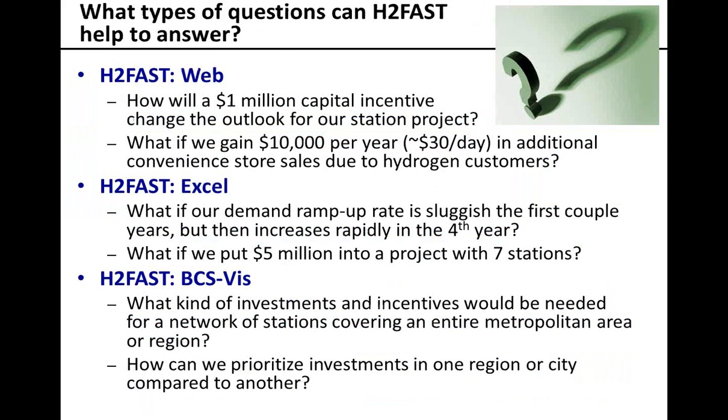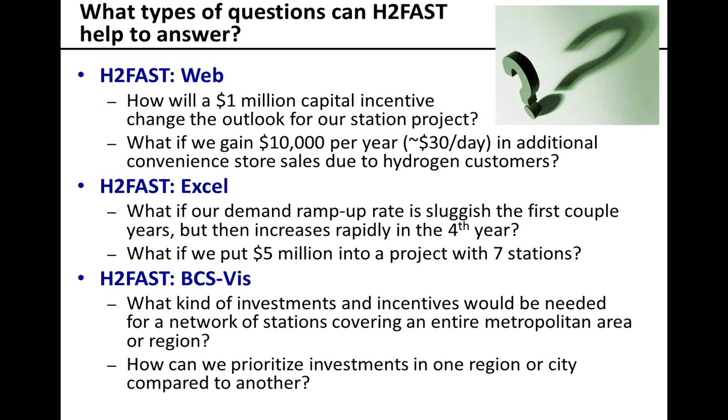So here are some examples of different questions that can be addressed by each of these different versions of H2 FAST. For the web-based tool, you might have a hydrogen station project and you're interested in how a capital incentive would change the financing. So if there's a $1 million capital incentive, you can quickly see how that influences the financing for your station project. Similarly, if you have some additional revenue from retail business or some other part of the business that you're going to allocate to the hydrogen station, say $10,000 per year, you can add that and see how that influences the finances for that project.